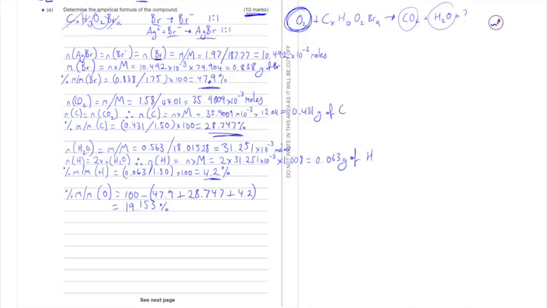But what I can do is pretend that I've got 100 grams of this sample. And by assuming I have 100 grams, that means that all of these values can simply be taken as equivalent grams. So I'm going to assume this is 47.9 grams. I'm going to take this to be 28.747 grams. And I'm going to take this to be 4.2 grams. And finally, 19.153 grams of substance. Awesome. So all I did there was I need to actually get actual masses in order to calculate moles.